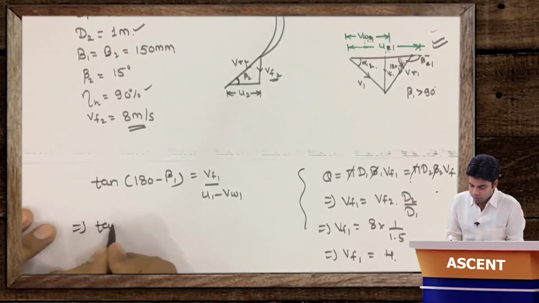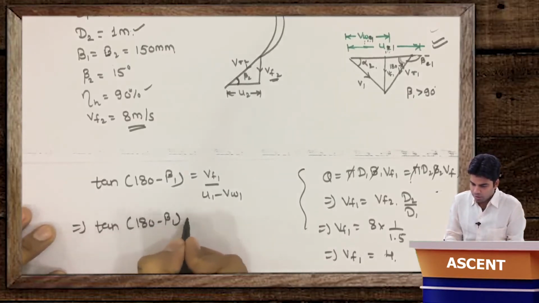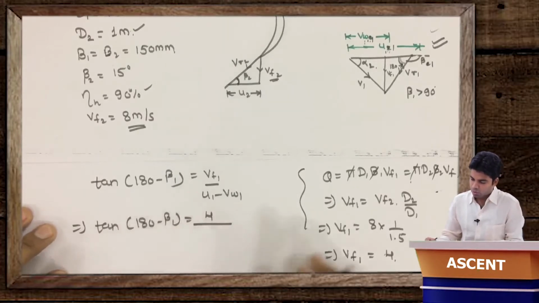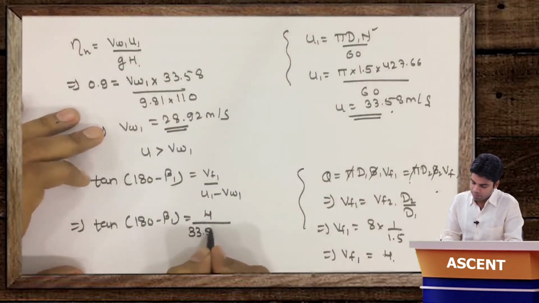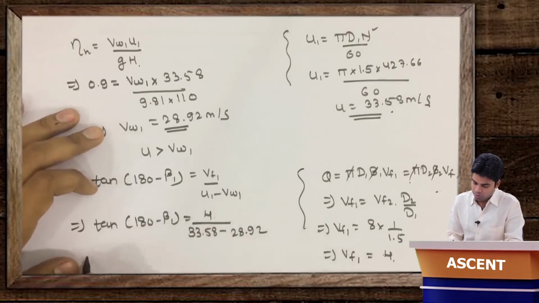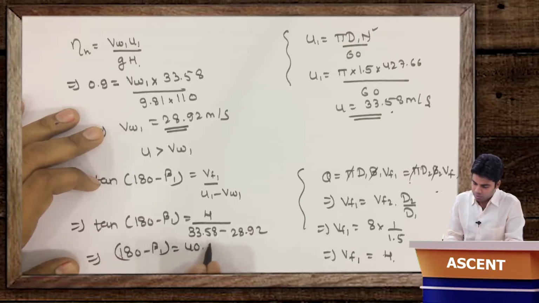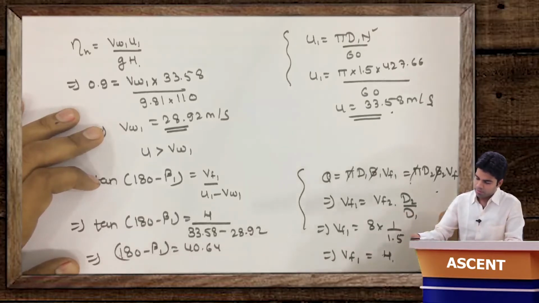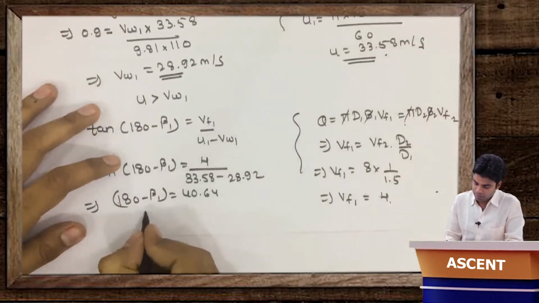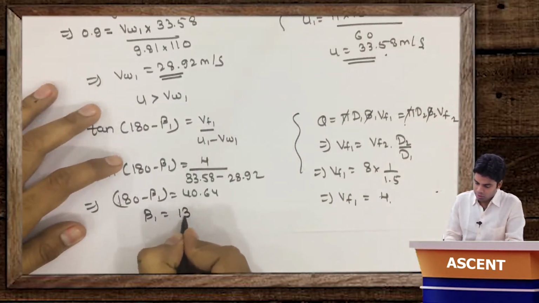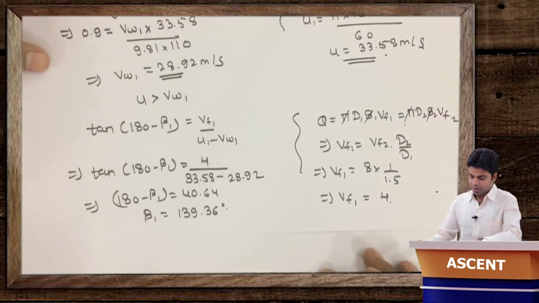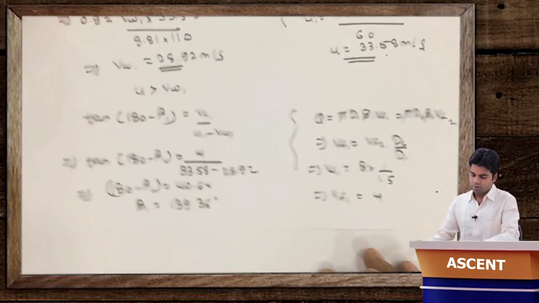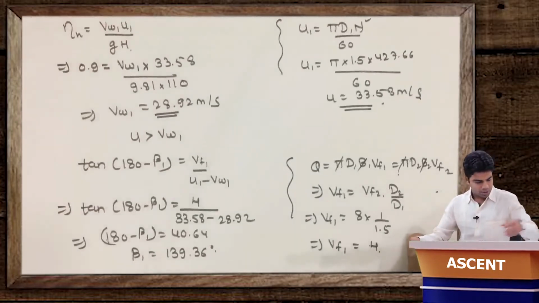So just put the value. From here tan of 180 minus beta 1 is equal to 4 divided by u1 minus vw1, where u1 is 33.58 minus 28.92. So from here 180 minus beta 1 will be equal to 40.64, or you can say beta 1 will be 180 minus 40.64, which is equal to 139.36 degrees. Okay, so this is how we can determine the value of beta 1, the blade angle. Now if we want to determine the value of alpha 1, we can determine it easily. How?